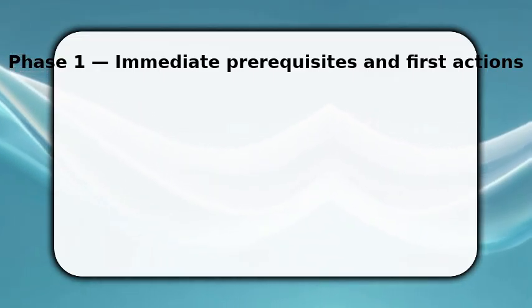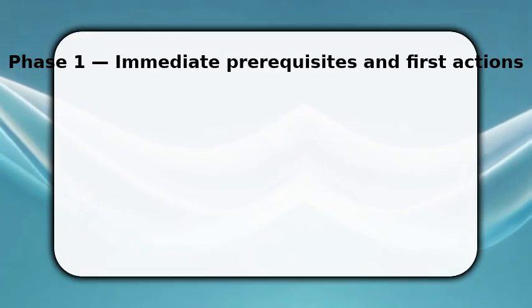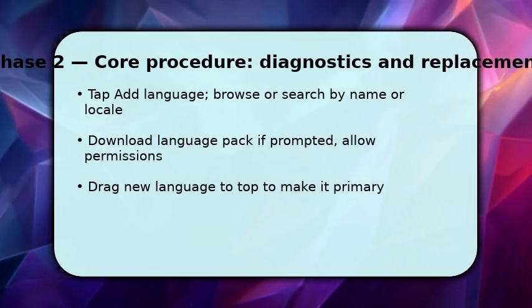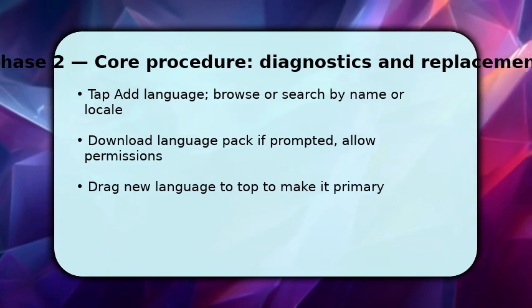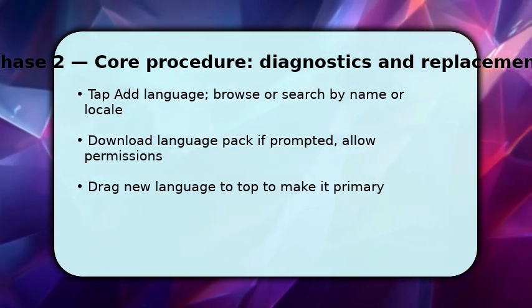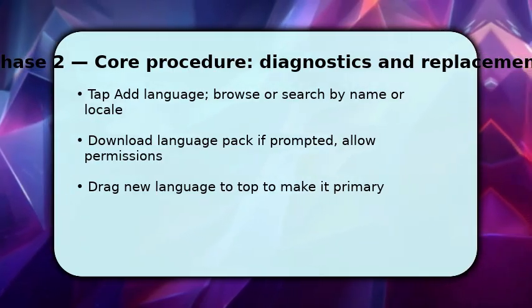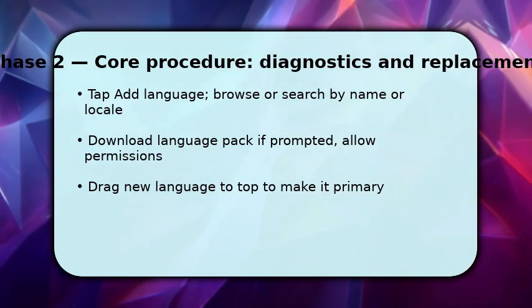Next, tap Add Language to begin. This is the first actionable step that moves you from preparation into the actual process. Once you tap Add Language, search for the desired language by name or region because dialects matter. If the phone prompts to download a language pack, allow it. Downloads can include keyboard and voice resources.